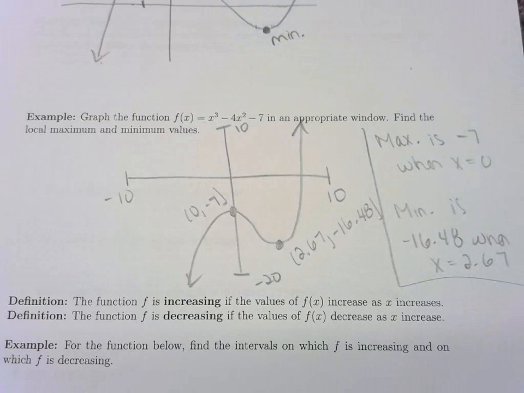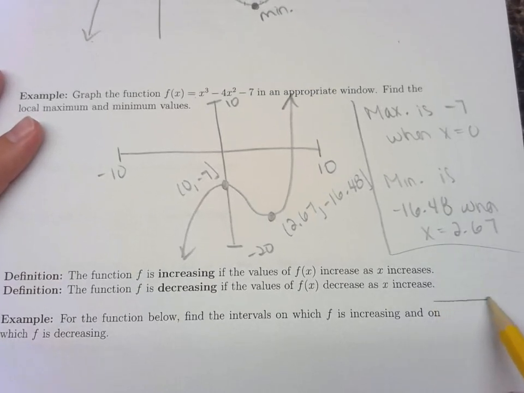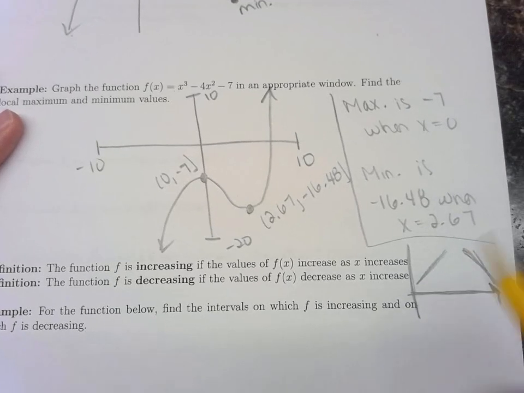Okay, a couple more definitions. This is just from finding information from graphs. It says the function f is increasing if the values of f of x increase as x increases, and the function f is decreasing if the values of f of x decrease as x increases. So this means as we move along the x-axis, as x increases, if you have a rise, you have an increase. If you have a fall, you have a decrease. And this is as you move out this way.